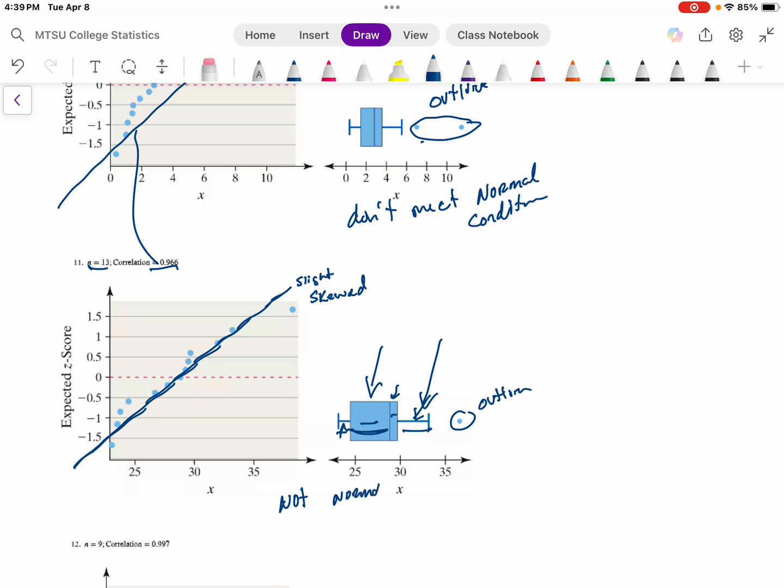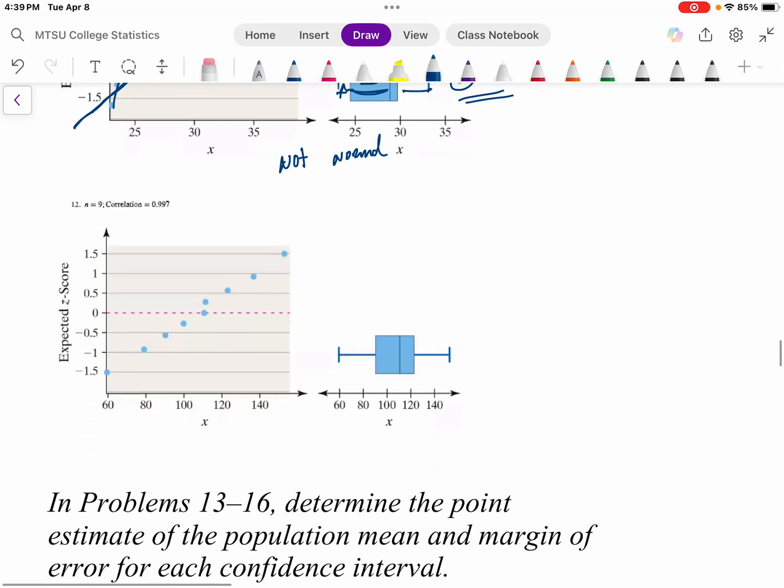Just because I do have that outlier, and I'm dealing with a sample size less than 13. I've got some crazy skewness going on in the box and whisker plot, even though it looks like I have some slight skewness on here and then this part right here. So I probably shouldn't do it.